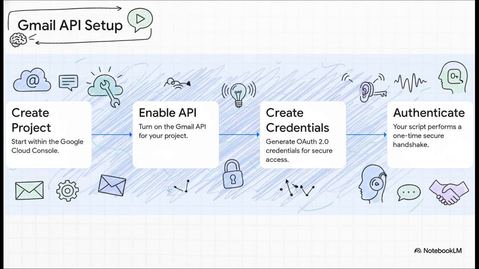Now, setting this up involves a few little steps. You create a project, you flick a switch to enable the Gmail API, and then you generate these special keys called credentials. Think of these keys like a temporary passkey. When your script runs for the very first time, it'll pop open a secure browser window and ask you to grant permission. It's a one-time, official handshake that keeps your password completely private.